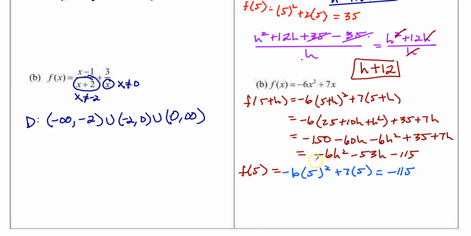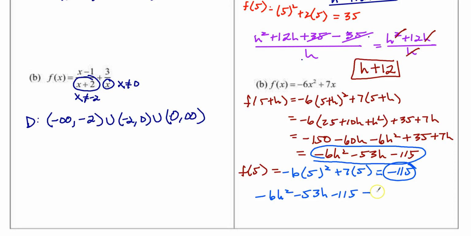So when I subtract them, it's f of 5 plus h minus f of 5 all over h. So it's -6h squared minus 53h minus 115 minus -115 all over h. These cancel out, and because I'm kind of running out of room here, I'm going to go ahead and do the h's at the same time. Once the 115s cancel out, I'm left with 3 terms that have an h, so I can cross those out, and I get negative 6h minus 53.